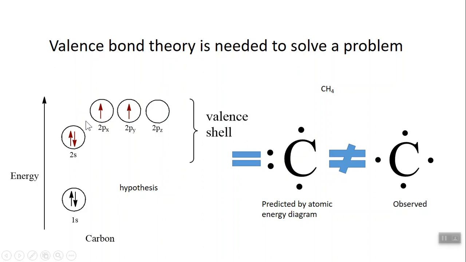If we look at this atomic orbital diagram, it suggests that since this orbital is half filled and this one's half filled, that means that carbon could form 2 bonds there, and then I'm not quite sure what would happen here. But it certainly doesn't match the observation that carbon actually forms 4 equivalent, same length, same strength bonds.